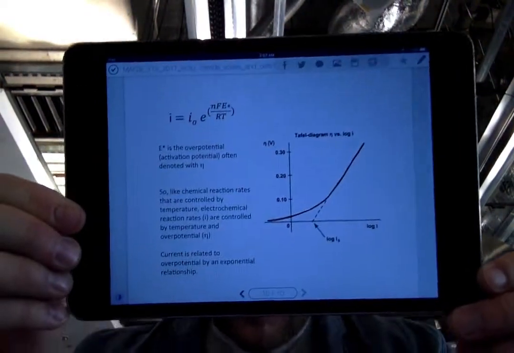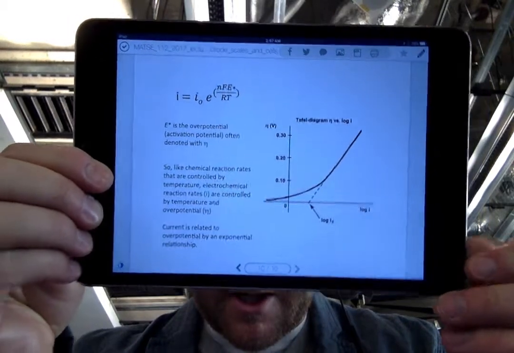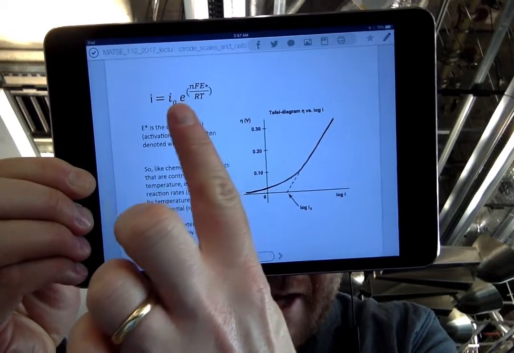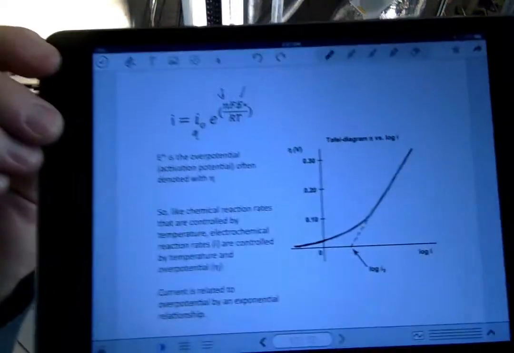And when we have a reactive electrochemical system, we can write the current in this Tafel relationship. So I is I0 times some exponential. And that eta right there is the overpotential. And so you can see that we have some constants. So I naught is a constant called the exchange current density. R, T, F and E star are known for the reaction. And then we have E star, which is the overpotential, and then eta as well.